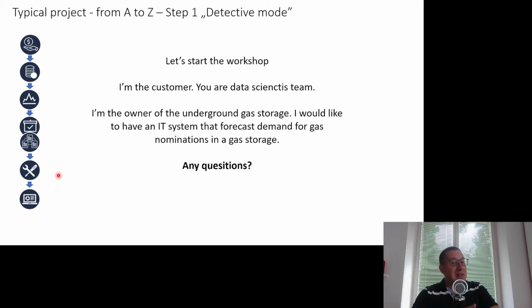Yeah, so you can also ask about this history, about the data. We will have another step about the data, but this is always a good time to ask about data sources. Do you have a history of nominations and parameters that affect the nominations? So let's say the weather, the history of active users, who was nominating and when, the history of limits or the constraints of the underground gas storage.